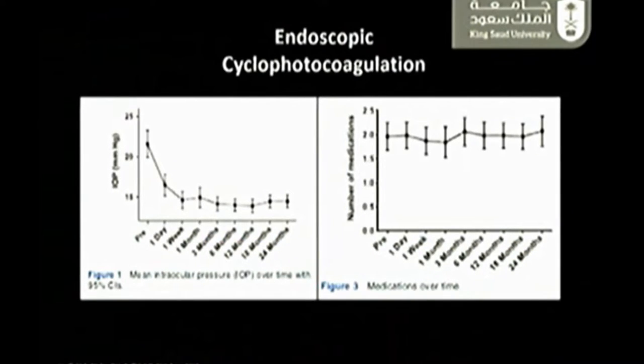So this is just a small graph showing us the significant reduction in intraocular pressure, but it's at the expense of actually maintaining the same number of anti-glaucoma medications. That's why in patients with severe glaucoma, you need to counsel your patient about this. If the main problem with the patient is that he cannot tolerate the anti-glaucoma medication, then you need to explain to him that you can actually reduce the number of anti-glaucoma medications, but on the other hand, the pressure will be in the mid or higher teens.